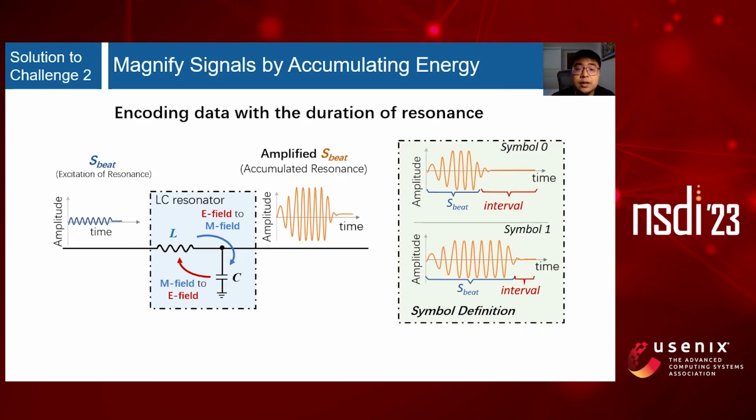The solution is to encode data with the duration of resonance. We observe that the duration of excitation signal input to the resonator can control the duration of the resonance in the LC circuit. Therefore, as shown in the red portion of the figure, if the duration of the resonance is short, it can be used to represent a symbol 0. And if the duration of the resonance is long, it can be used to represent a symbol 1.